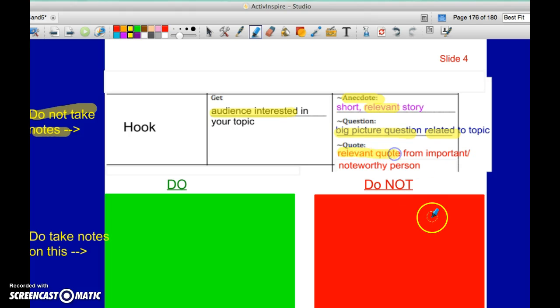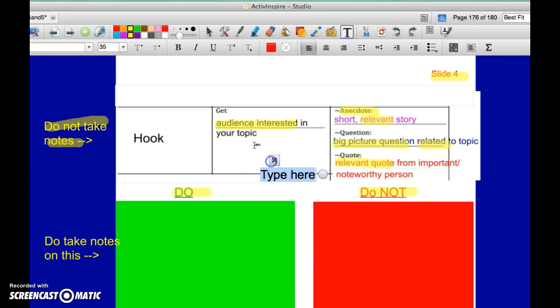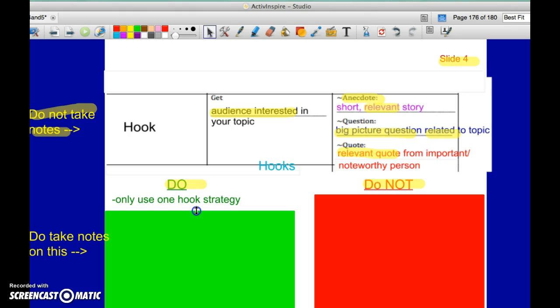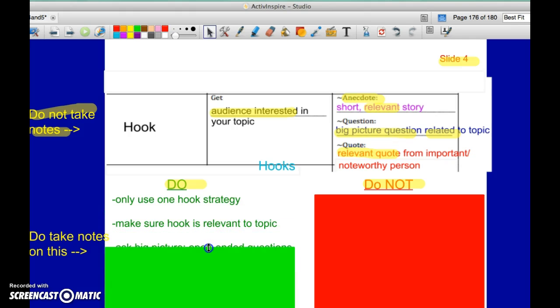So now I do want you to take notes on some of the do's and don'ts for hooks. So you could even title this Hooks, Do's, and Don'ts. Some do's for hooks. Do only use one hook strategy. Should just be one of these, and that's it. Do, again, make sure that your hook is really relevant to your topic. It's not just some random person's feelings about anything.